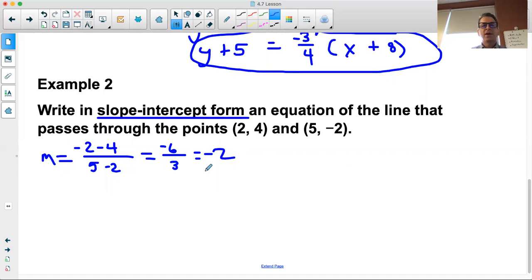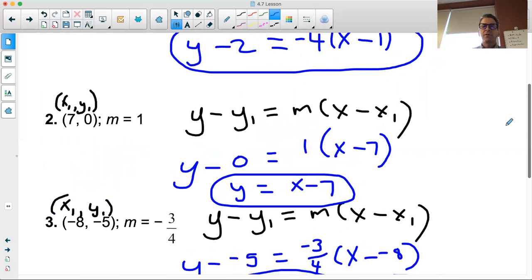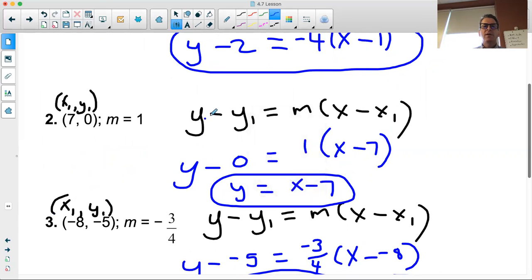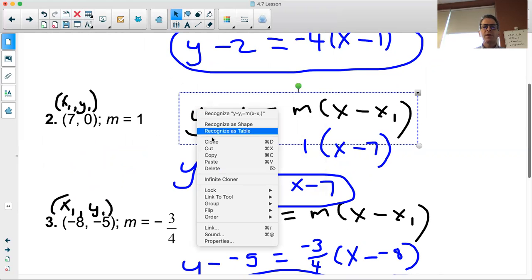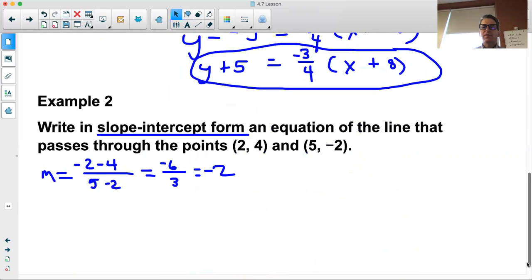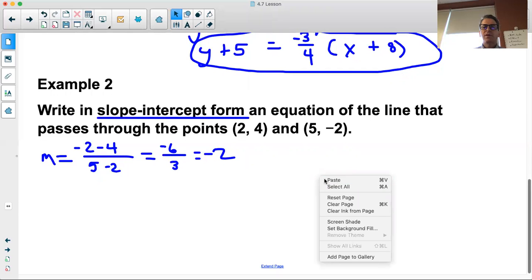So if your slope is -2 and you have 2 points on the line, since we don't know the intercept, and we're not going to graph this, we can use our point-slope form to determine what our equation would be. So I'm going to go back up here and grab this formula that we've been using, copy it, and bring it back down to our example to use as a starting point.